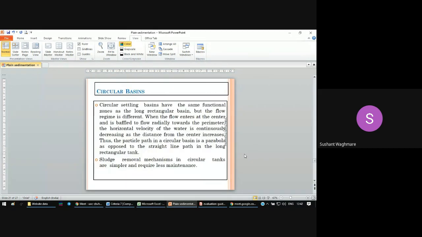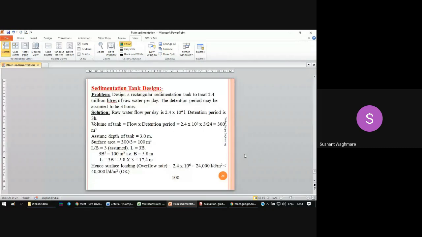Okay, so I guess we have seen this example. Okay, do one thing. Take a screenshot of this. Have you taken the screenshot? Yes, sir. Okay.